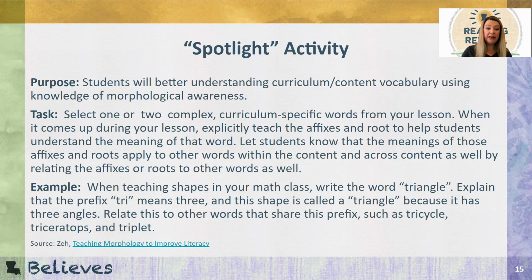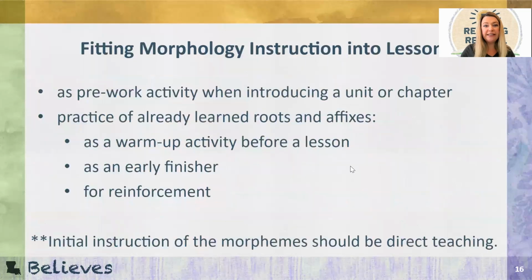Another example could be a math class and you're teaching shapes in your math class and you write the word triangle on the board. You explain the prefix means tri, which means 3, and the shape is called a triangle because it has 3 angles. Tri means 3. And again, they can relate this to other words that share that prefix, such as tricycle, triceratops, triplet. And there's a link at the bottom that goes into more detail on these different activities that we haven't discussed today. But those are 2 really popular and easy ones to use in secondary.